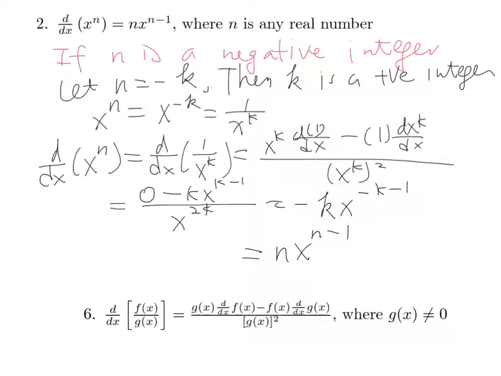We have proved that this rule holds for all integers n, but we have to prove it for all real numbers. The next step is to prove that this rule holds when n is a rational number. But to prove that, we need the rule we call the chain rule. And the chain rule will be included in the later parts of this chapter. So we skip it now.